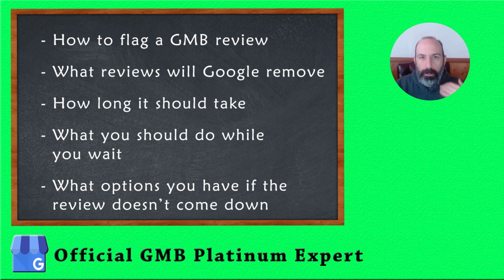I'm also gonna start from the beginning, like how to flag a GMB review. I'm gonna talk about what reviews they'll take down, because there's a lot of times business owners say it is a fake review, but when you actually look at it, Google doesn't consider that to be a fake review. How long it should take, what you should do while you're waiting, and what options you have if you do the normal flagging process and it doesn't come down, because there's probably a lot of people watching this video to say, I've already done it and it doesn't work, so what do I do now? So I'm gonna give you those things at the end. So just go through the basic stuff here.